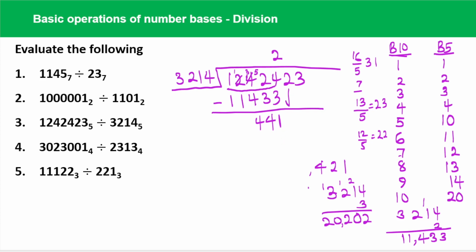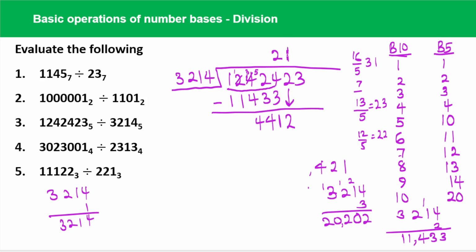The next step will be to bring down the next digit. And then 3214. Check how many times 3214 will go in 4412. So we have seen that 2 times is 11433, which is more than. So that means it will only go once. That's 3214 times 1. That's 4123. It will only go once because twice is more than 4412. So it will go 1.